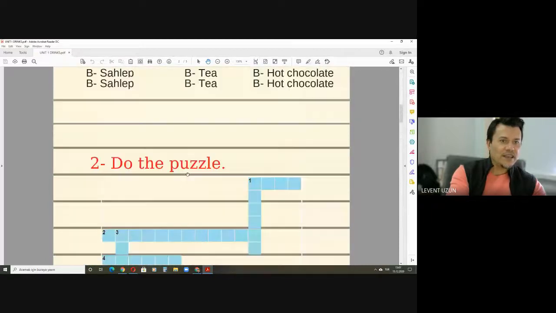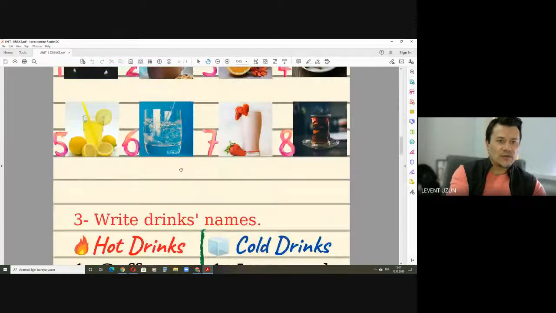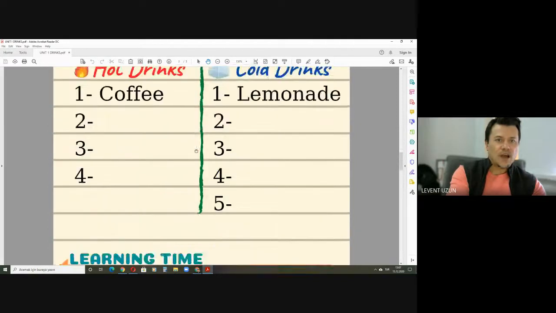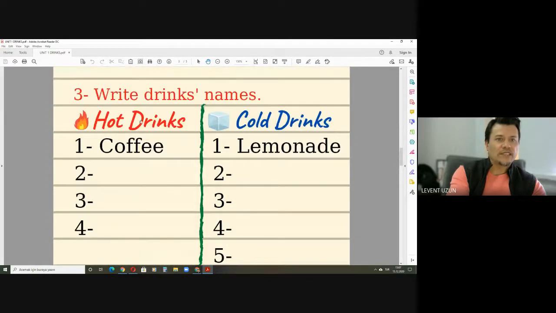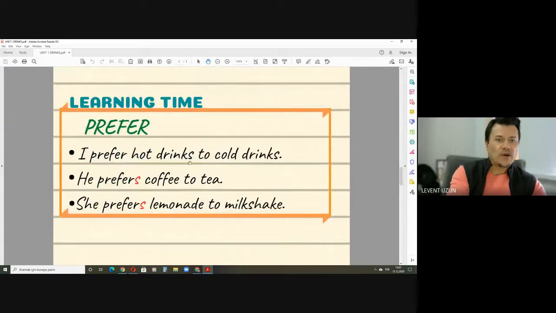So again, here you practice these words. Good. So this is consistent with the first part. Write drinks names, hot drinks, cold drinks. So you teach hot and cold here, and you got clear visuals. Okay. Now maybe something related to hot and cold should follow. I prefer hot drinks to cold drinks.